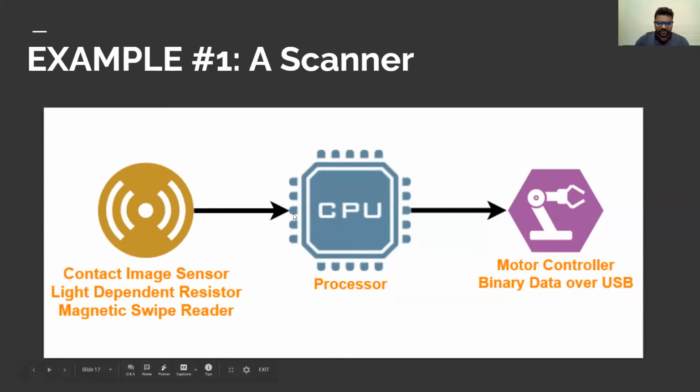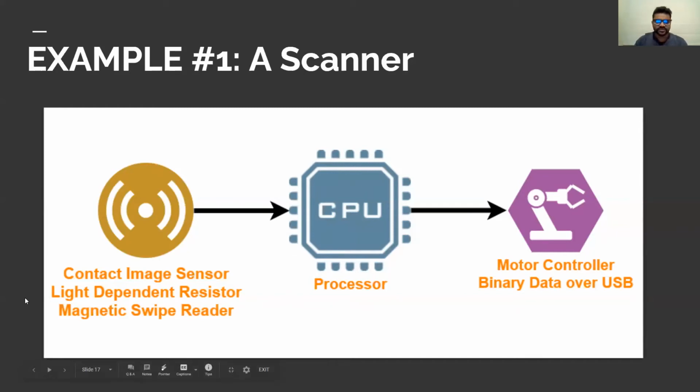This particular device had a processor and contact image sensors, LDRs, and some magnetic swipe readers as sensors. This information was processed using a few processors manufactured by Cypress Semiconductors and also ST Microelectronics, and there was some processor developed by a manufacturer called IMX. I think previously they were also known as Freescale, and now they were acquired by a company called NXP.